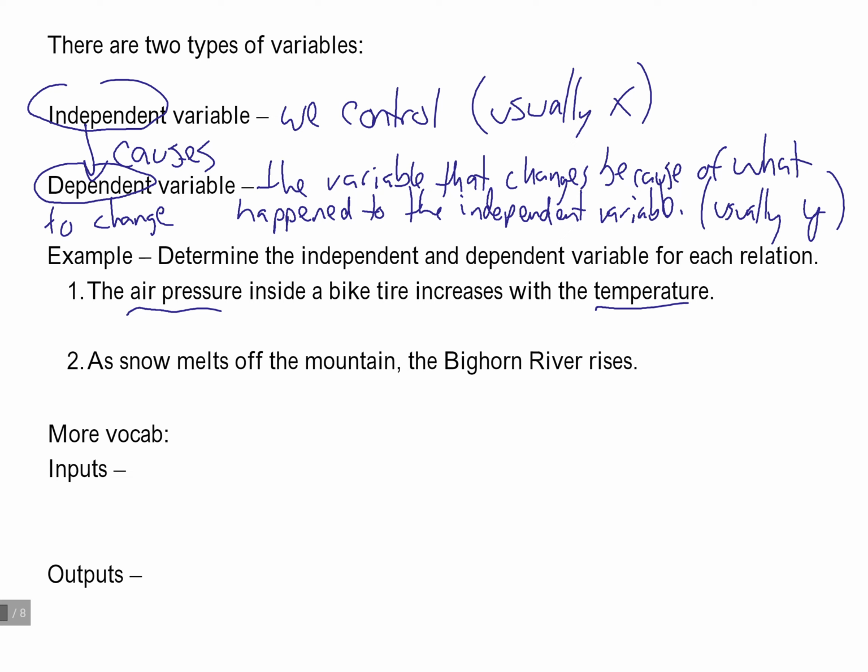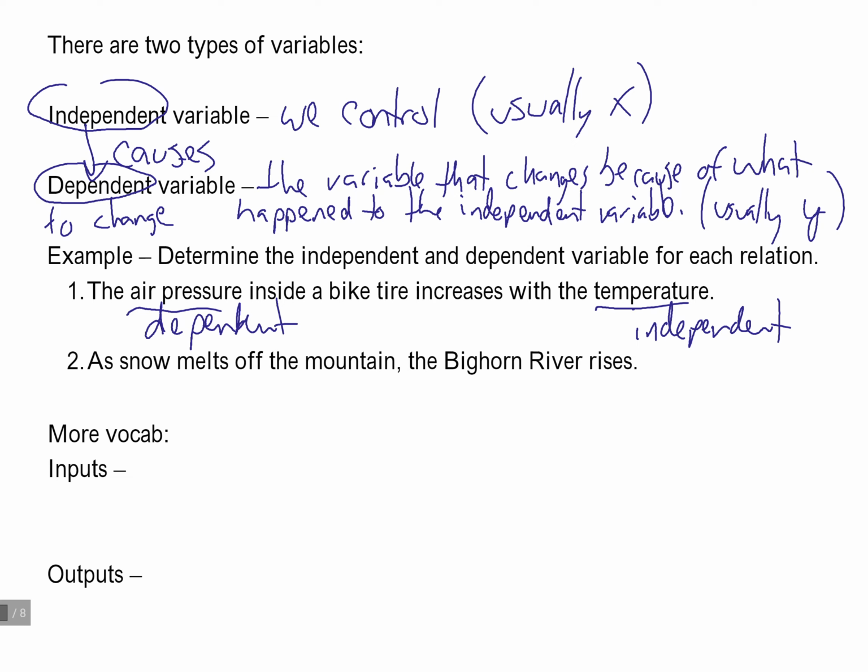Okay? So now ask yourself, what is causing the other to change? It says the air pressure inside the bike tire increases with the temperature. So does the air pressure changing cause the temperature outside to change? Or does the temperature outside changing cause the air pressure to change inside the tire? The answer is the temperature outside causes the air pressure inside the bike tire to change. Okay, so that means that the air temperature outside is the independent variable. And that makes the air pressure inside the bike tire the dependent variable. Sometimes you got to think about these things a little bit.